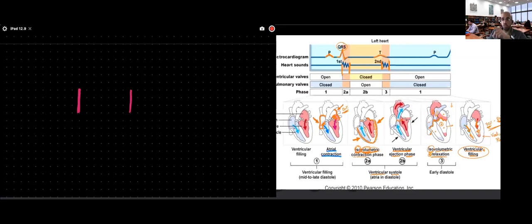So each lub dub takes less than 1 second. Remember how many beats per minute on average? On average, 75 beats per minute. So it takes less than a second to produce the first and second heart sound. So how would I know which one is first and which one is second?